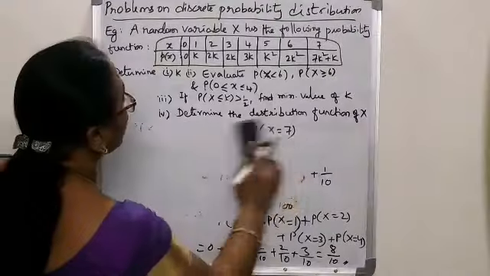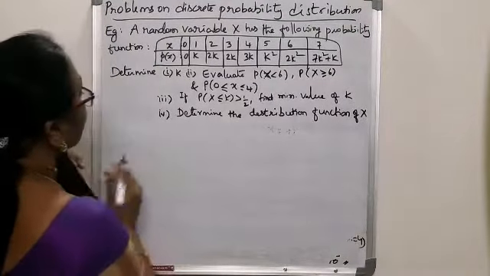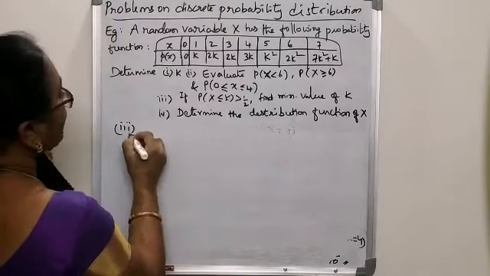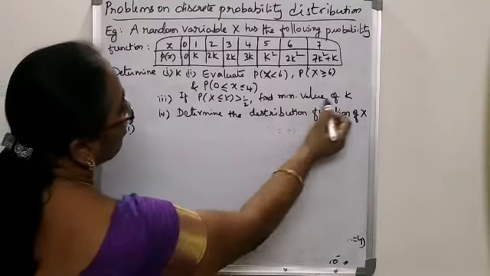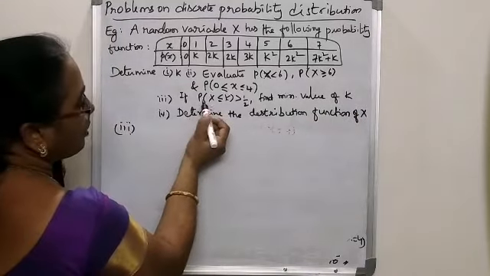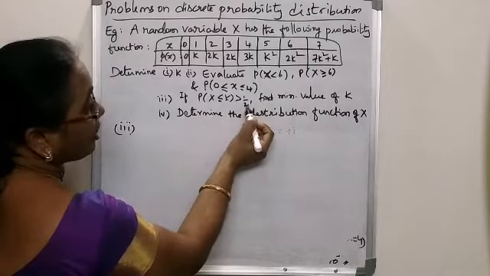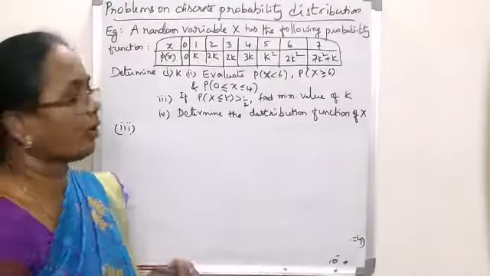Now let us solve the third bit. So what is given in the third bit? Our third bit says that we have to find the minimum value of k in such a way that the probability that x less than or equal to k is greater than 1 by 2, meaning greater than 0.5.